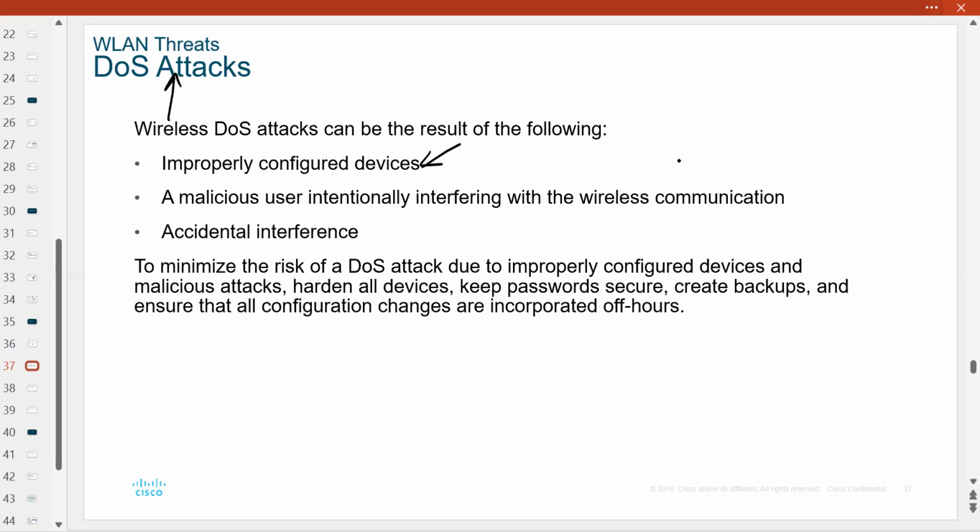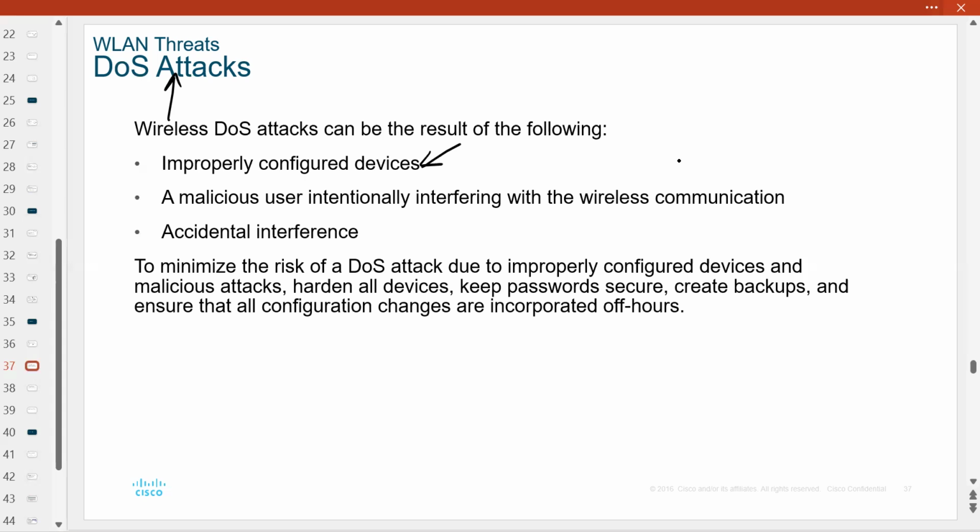A malicious user is another thing. We can have an intruder who has probably access to the network. They have the admin privileges. Then they change something in the network. I don't want ABC to get access to the internet. That's a DOS attack, from a malicious user. Then we have accidental interference.